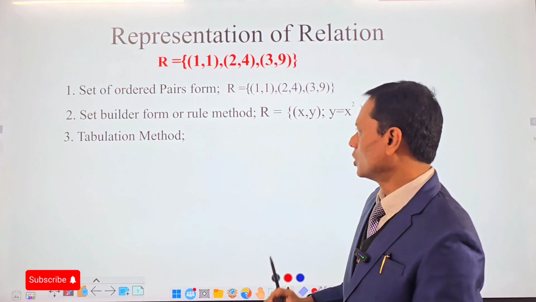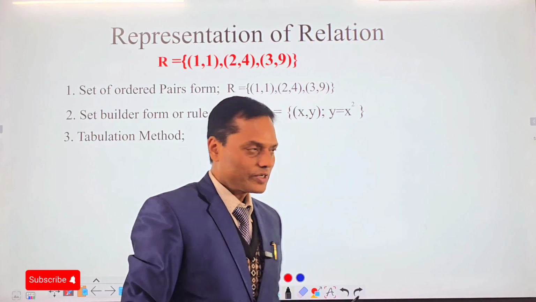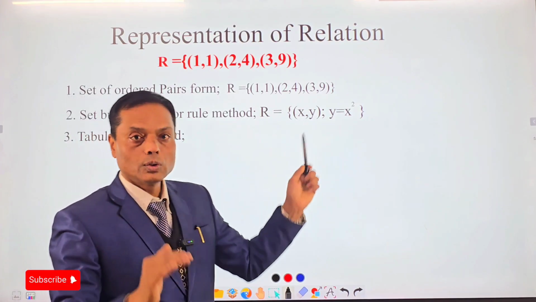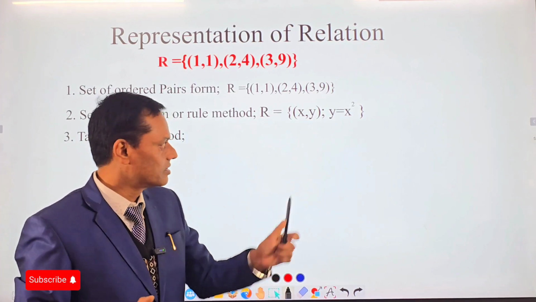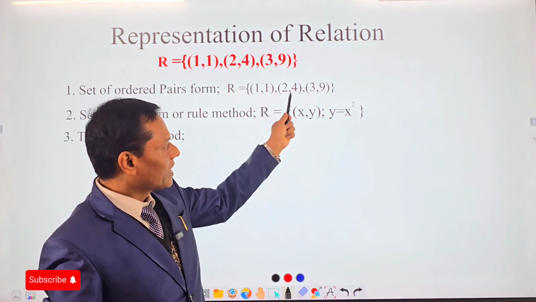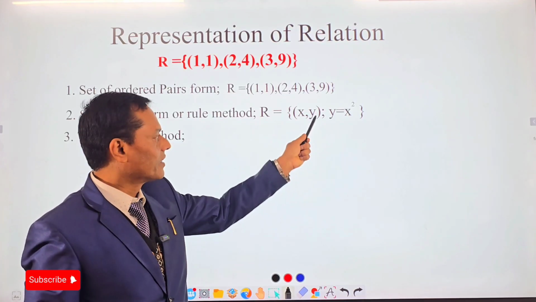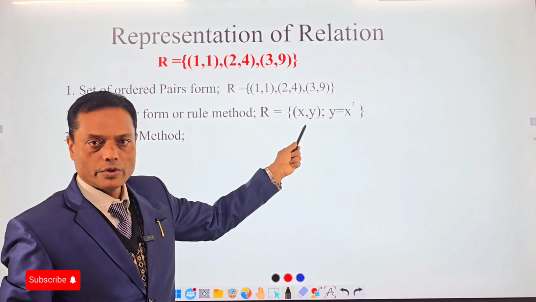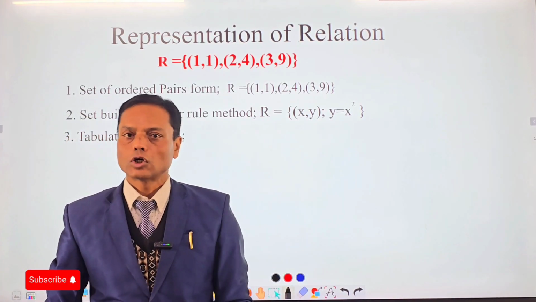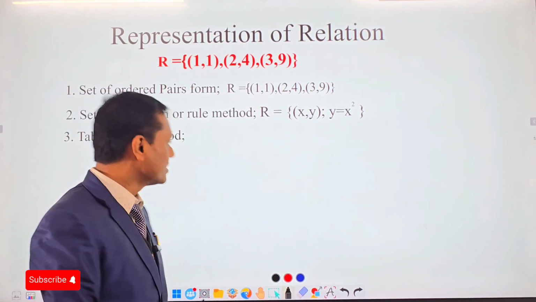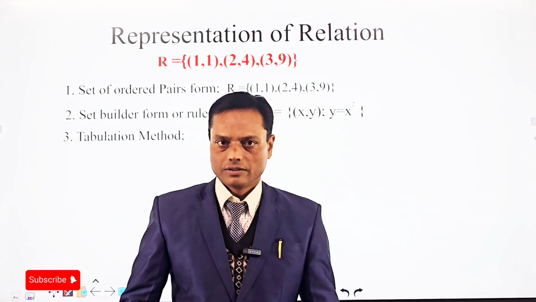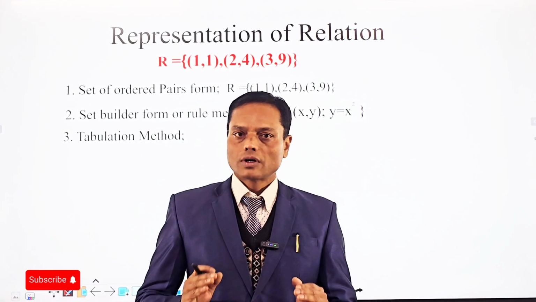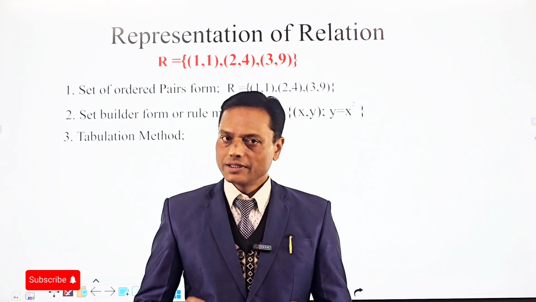Set builder form, or the rule method. Set builder form, the rule method, means we have to write the relation between the components. Here the second one is the square of the first one, so we can write y equals x square, but not to forget to write x and y, because x and y represent all the ordered pairs under the given condition.